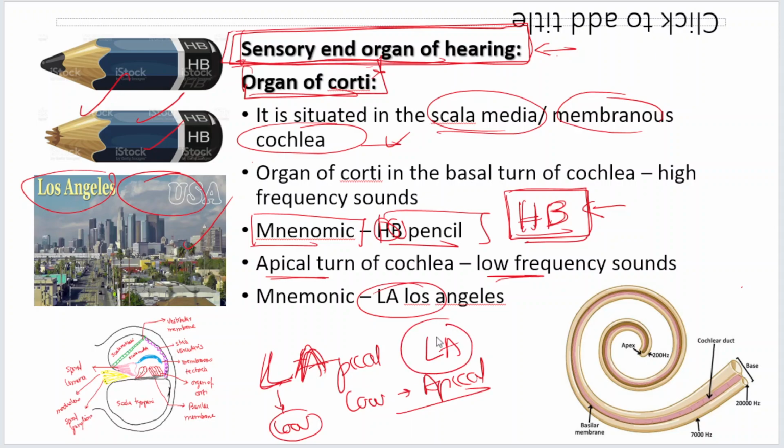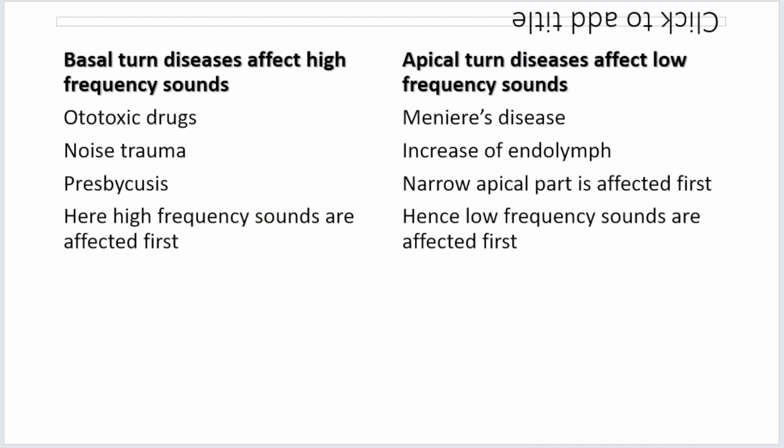Now, why do we need to remember this? Because there are some diseases which affect the basal turn of the cochlea, and some diseases which affect the apical turn of the cochlea. For the apical turn of the cochlea, the first and the only example that we have is Meniere's disease.